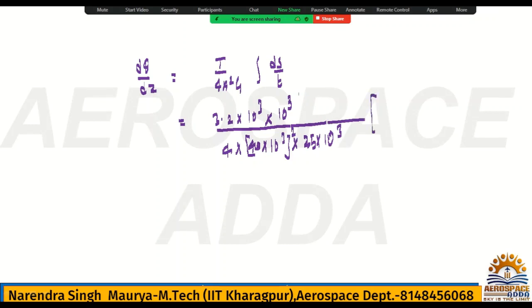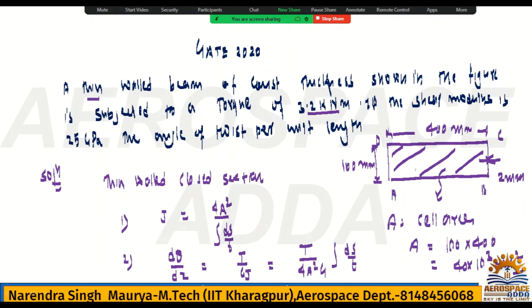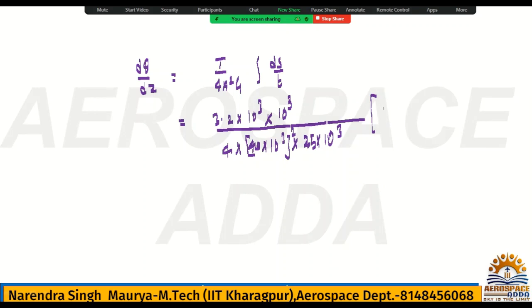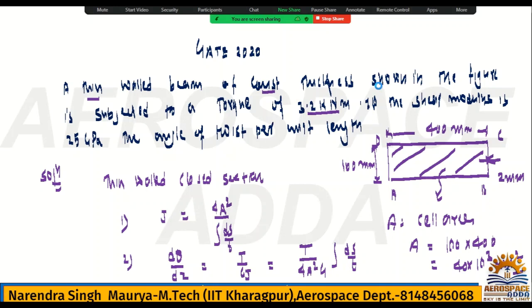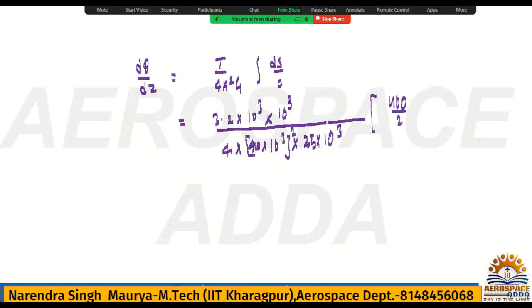Now the integration ds by t. Integration is summation for all sides. Every side has constant thickness, I think they have given, so t is common. You need to take the dimensions a to b, b to c, c to d, and d to a. Sides ab and cd will be the same, similarly bc and da will be the same. Ab is nothing but 400. So I will write 400 divided by 2 ds by t, plus this side, which is 100, so 100 by 2, plus again 400 by 2, plus again 100 by 2. If you perform this calculation, you will get your result.